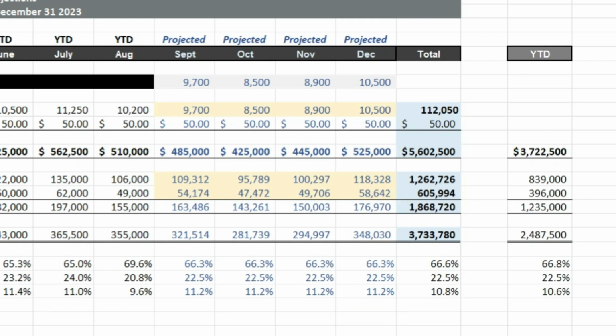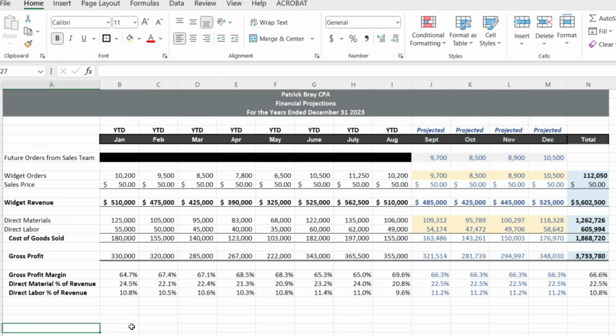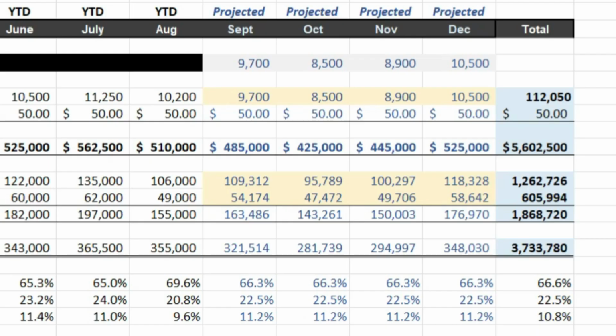So now I have my direct materials assumption, I have my direct labor assumptions in there, and I will know on a projected basis what my gross profit or what my business's gross profit is going to be for the year. And in this situation, it's about 3.7 million, 3.7 million in change of gross profit based upon the widget sales.